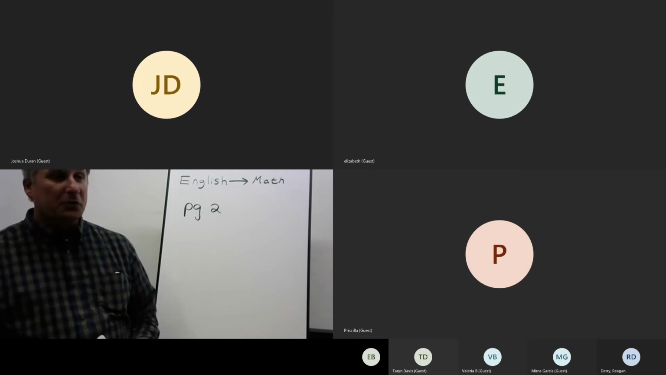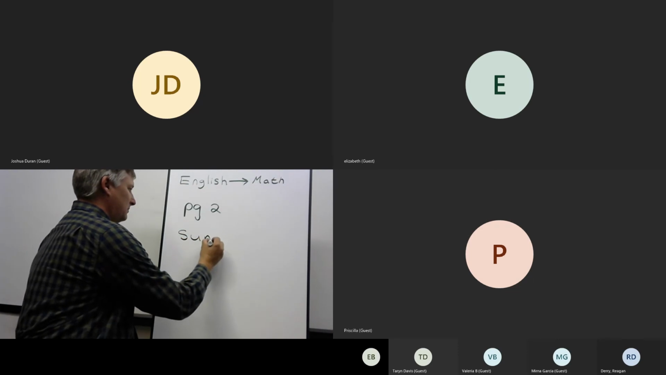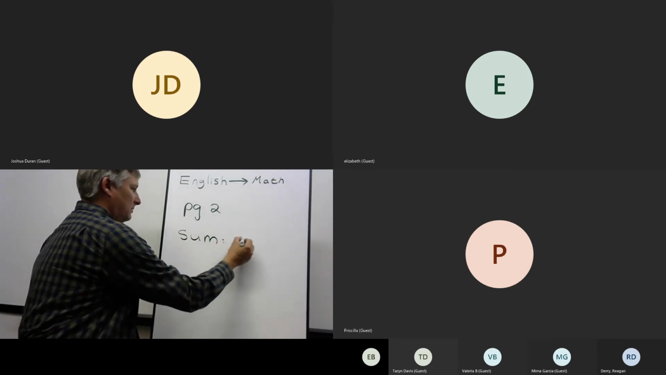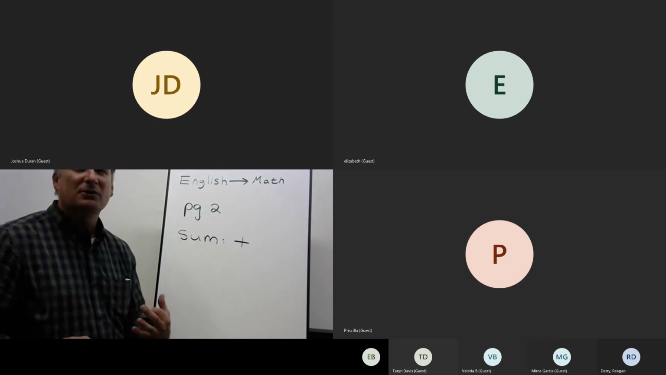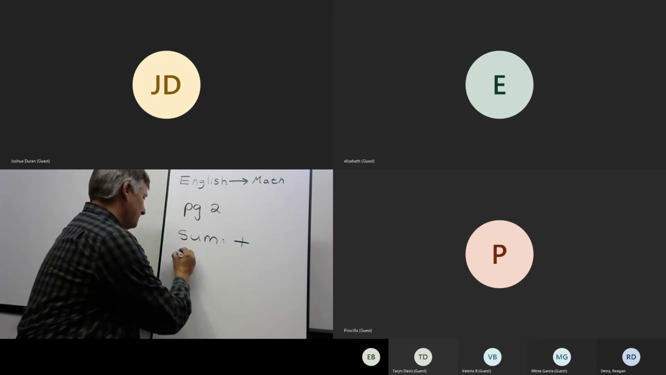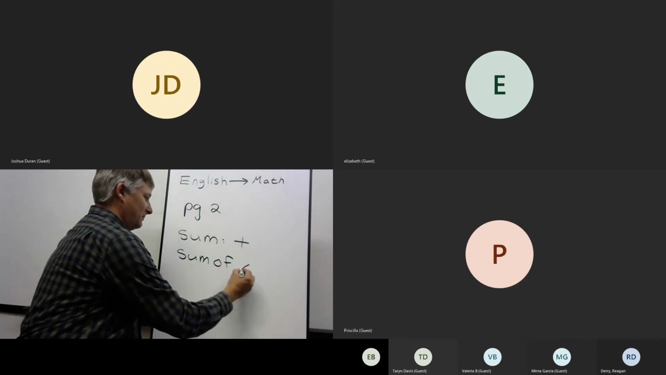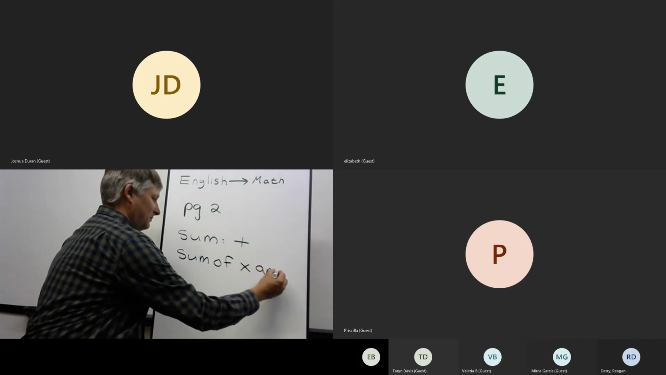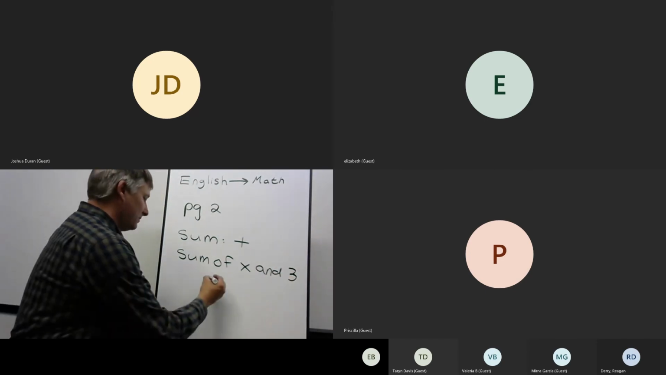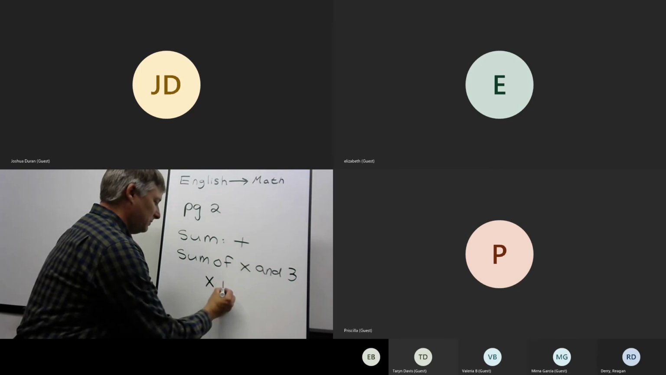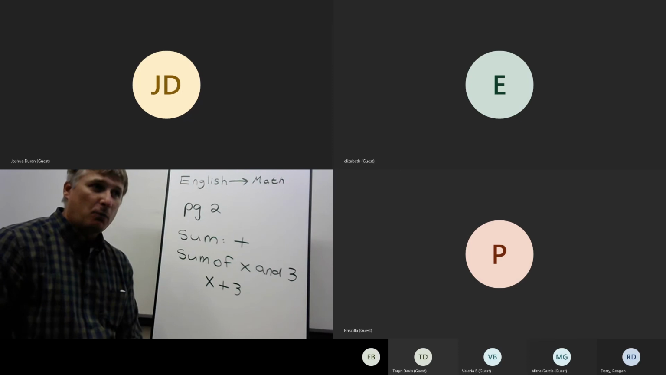For example, the word sum. That means you're going to add. So if we say the sum of x and 3, what that's going to mean is x plus 3. Now, we could have something like this.